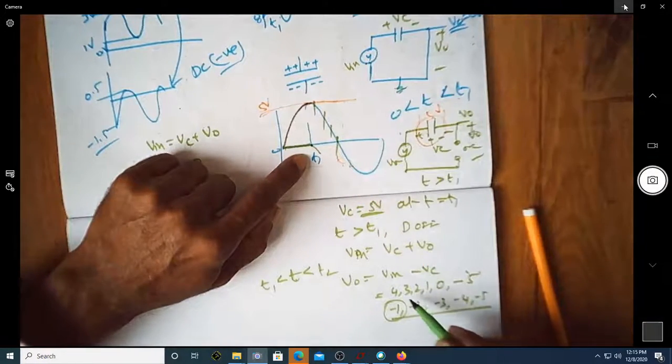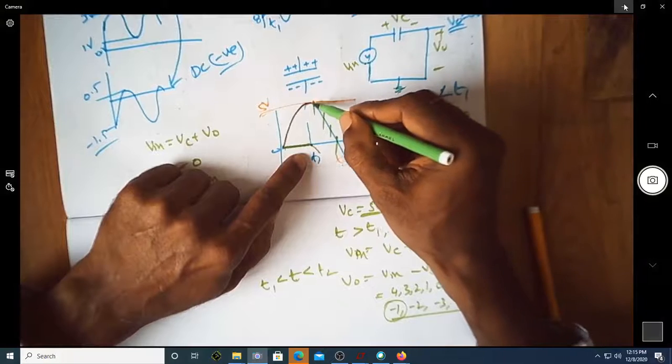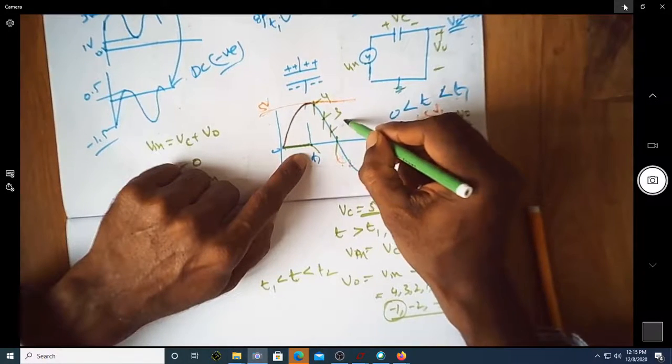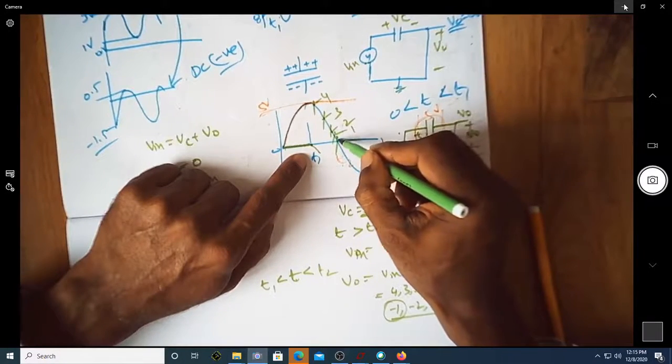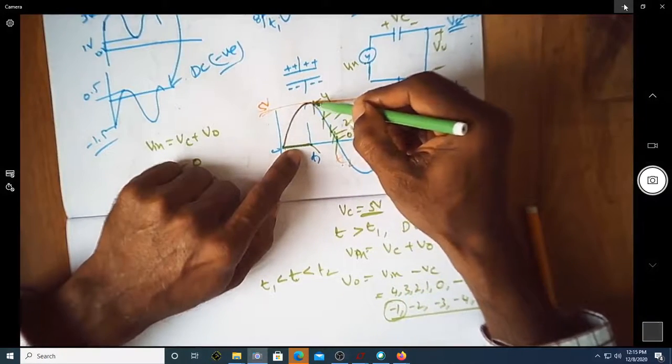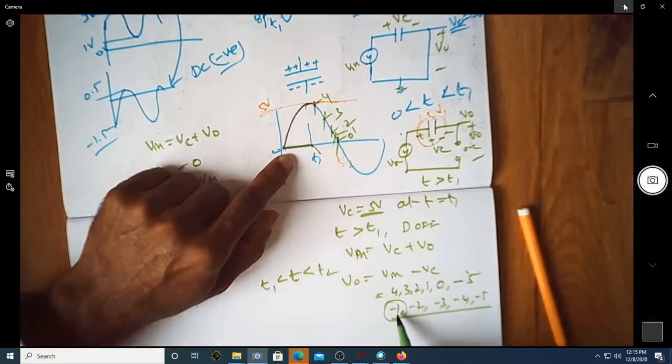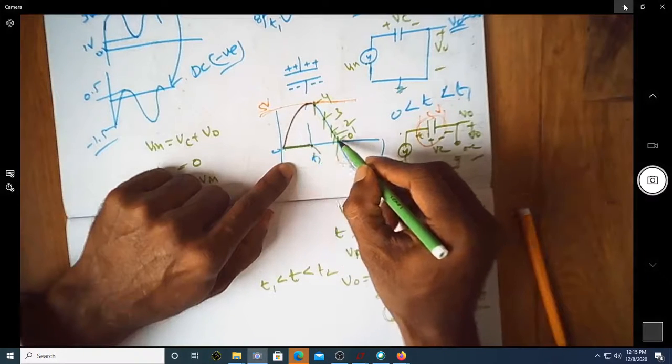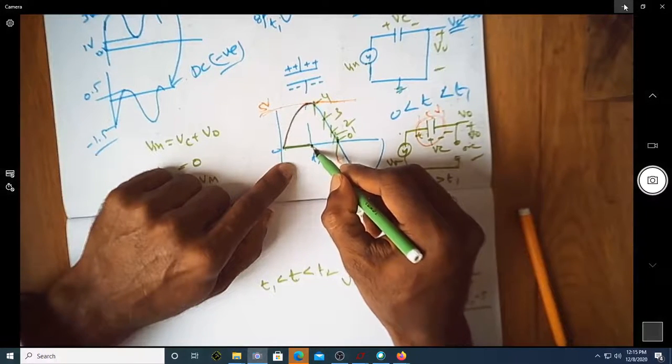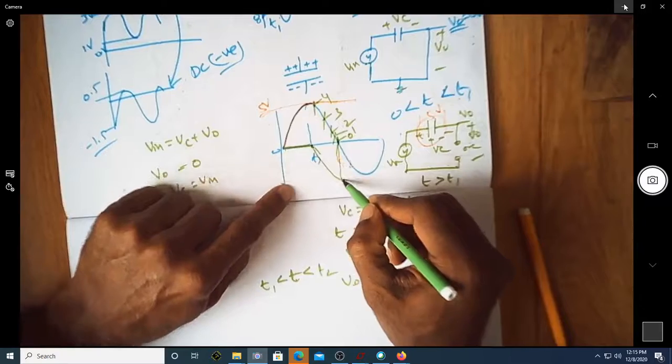When the input is 3, assume that this is 4, this is 3, this is 2, this is 1, and this is 0. So as the input voltage is reducing, you can see the output voltage keeps going more and more negative. So once it goes to 0, the output voltage is at minus 5.